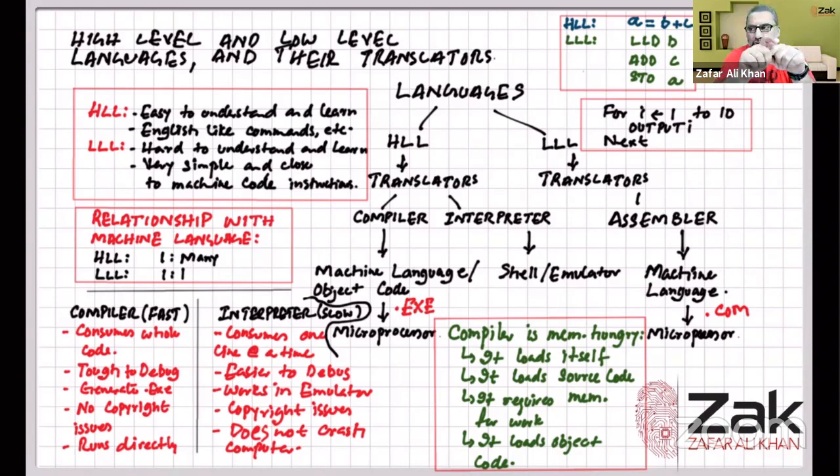Okay, so the compiler is fast, way fast. It consumes the whole source code. It is tough to debug. It generates an executable file. There are no copyright issues, and the code that it generates works directly over the microprocessor.